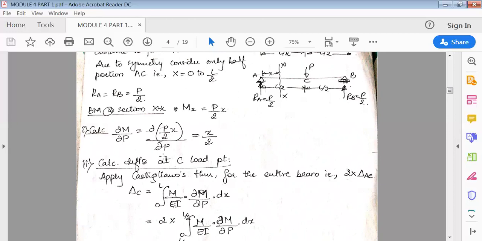It's very simple. Now just check this out. This is ∂P and this is ∂P. So this ∂P and ∂P will cancel. So what is left is X by 2. So X by 2 I'm going to write here.